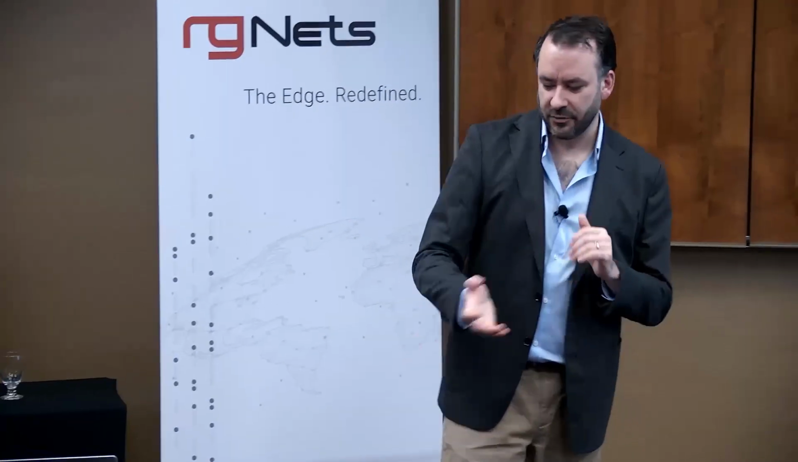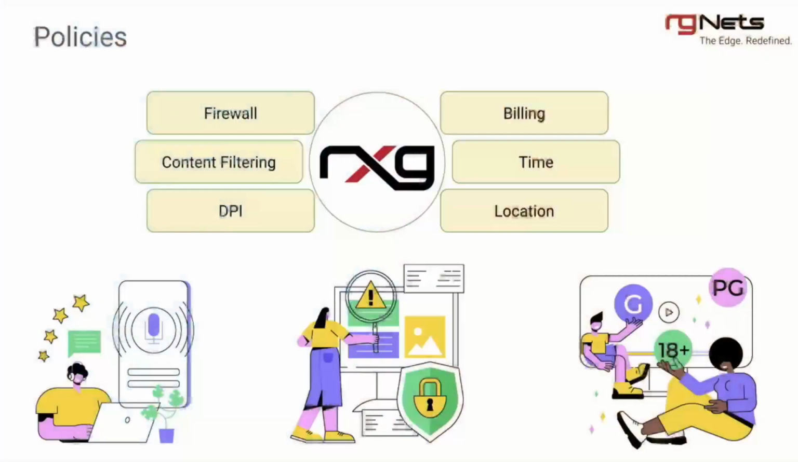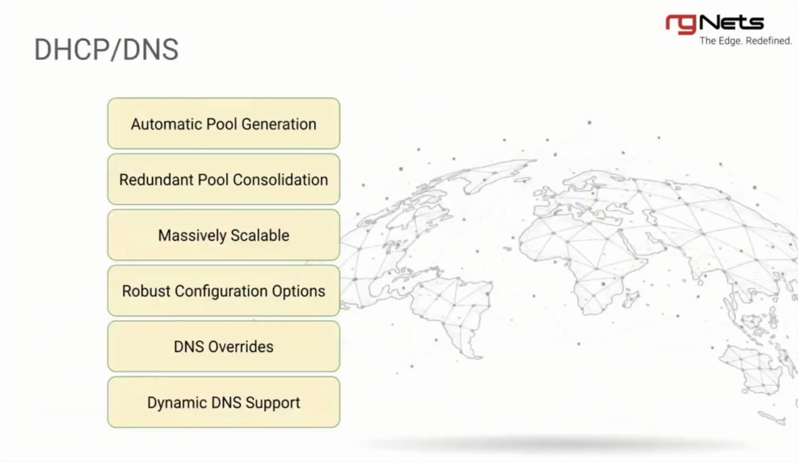Policies, so firewall, content filtering, DPI, billing, time, and location. We talked about several of these already, so I'm just going to gloss over this. We're going to be going through these interfaces, but these are all services that we support as well. DHCP, DNS, we talked about a lot at the beginning, so I'm going to quickly go over that.